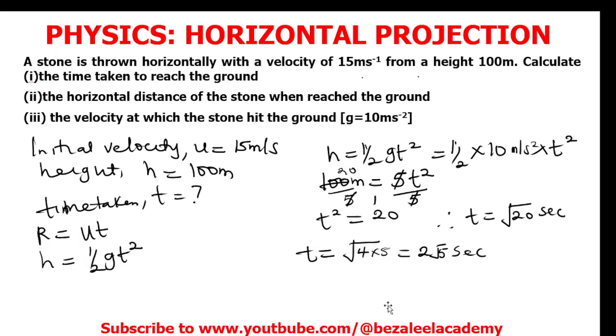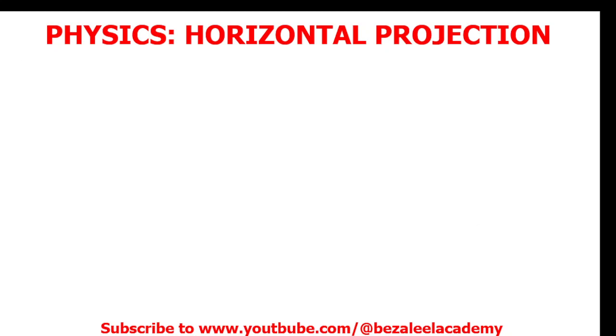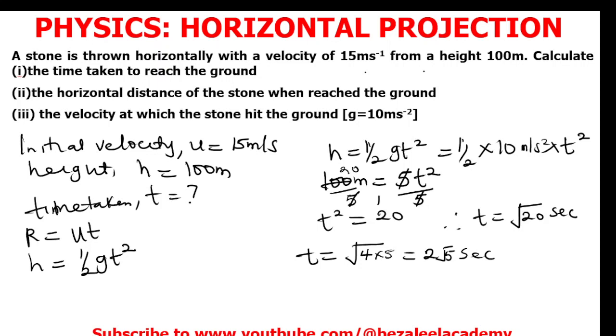So how do we calculate the horizontal distance covered now? You will now recall the same way, R equals ut. Don't forget that our u given to us is 15. So our u, that is the initial velocity given to us, is 15 multiplied by 2 root 5, which is our time that we have just calculated. So 2 times 15 will give me 30 root 5 meters. And then the last question given to us, we are asked to calculate the velocity at which the stone hits the ground.